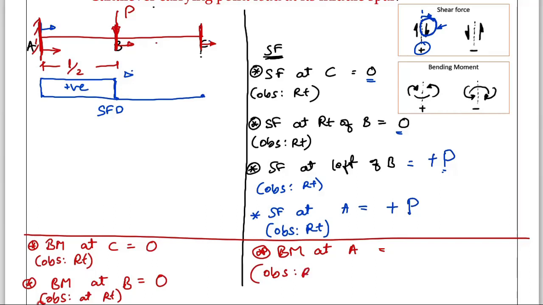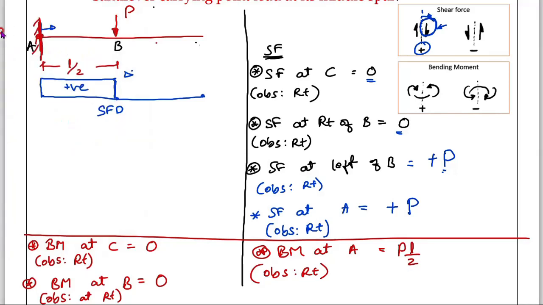Observation. We will make it on the right side. What are you seeing on the right side? I am seeing one moment. What moment are you seeing? That moment is P into L by 2, because at this point I want the moment P into L by 2. Whether it is positive or negative.